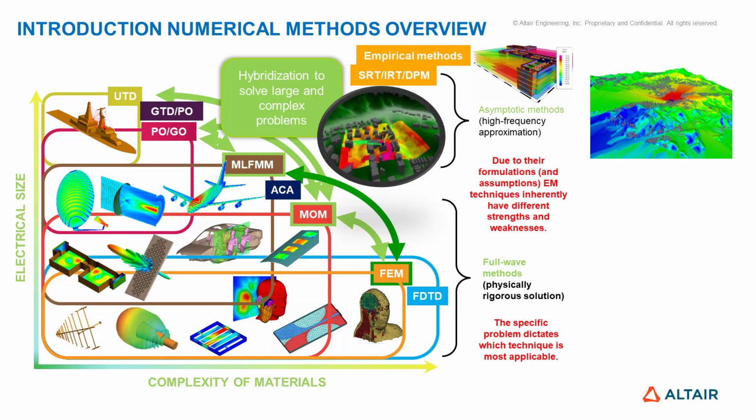Feko also provides true hybridization between these two types of solvers, the full wave solvers and the asymptotic solvers. So what happens when you have to solve a complex antenna on a very large structure? What you can do is assign a full wave method to the antenna while assigning an asymptotic method to the large structure. By hybridizing these methods, we can couple two methods together to achieve an optimum solution.